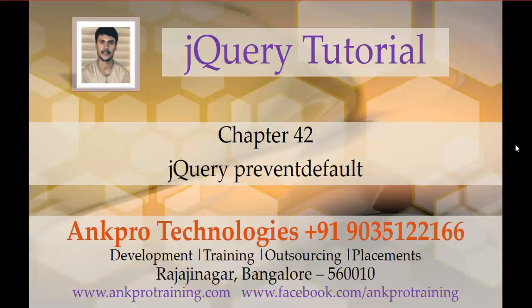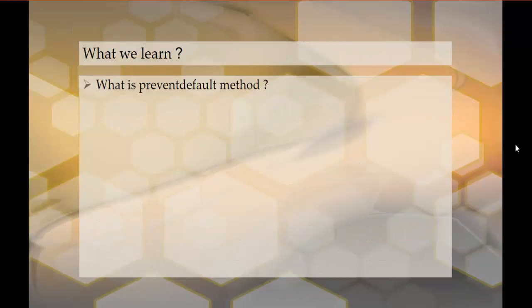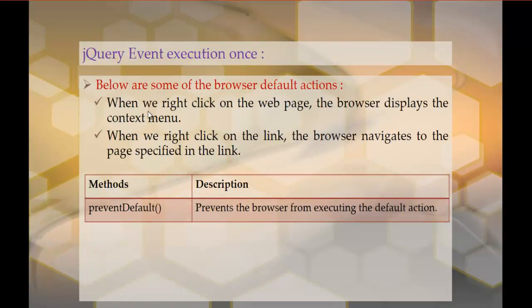My name is Harish. In this session, we are going to learn what the preventDefault method is. Here are some of the browser default actions. When we right click on the web page, the browser displays the context menu. And when we click on a link, the browser navigates to the page specified in the link. Here is a method, preventDefault. What it does is it prevents the browser from executing the default action. So in this session, we are going to learn how to restrict the browser default actions with the help of this method.